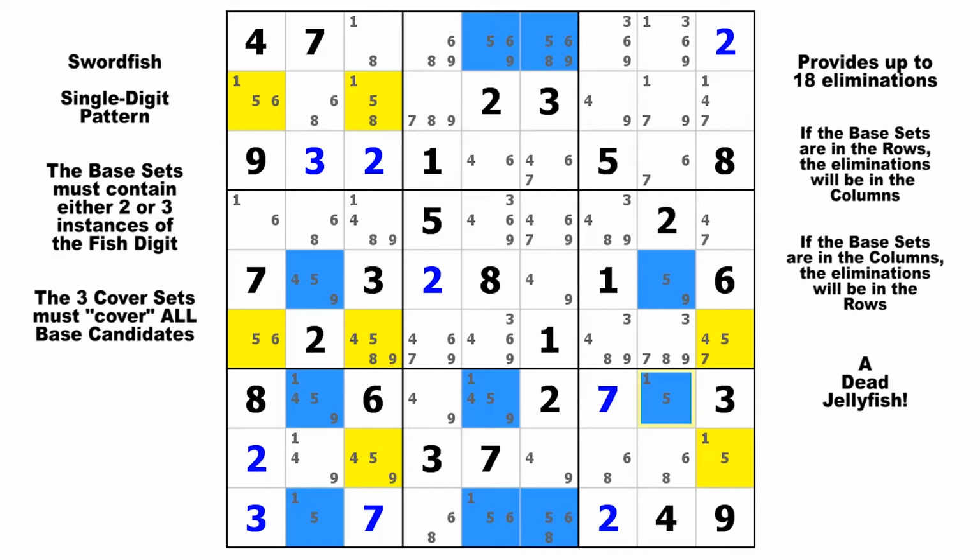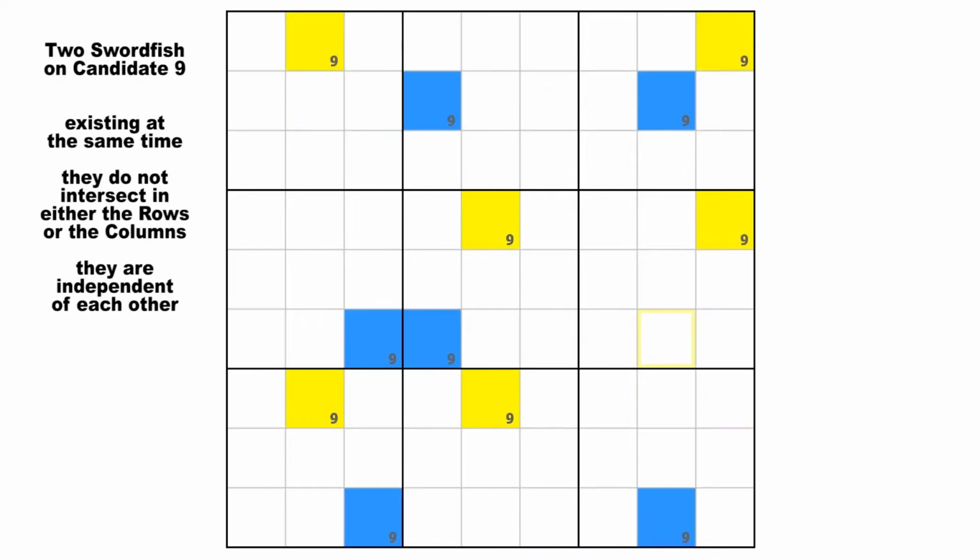So let's quickly take a look at some other examples of this in some other puzzles that I created. Here, for instance, we have 2 swordfish on candidate 9, and they exist independently of each other at the same time in this puzzle. The one in the yellow squares is in row 1, 4, and 7, and the one in the blue squares is in row 2, 6, and 9. As you can see, they do not intersect with each other at all.